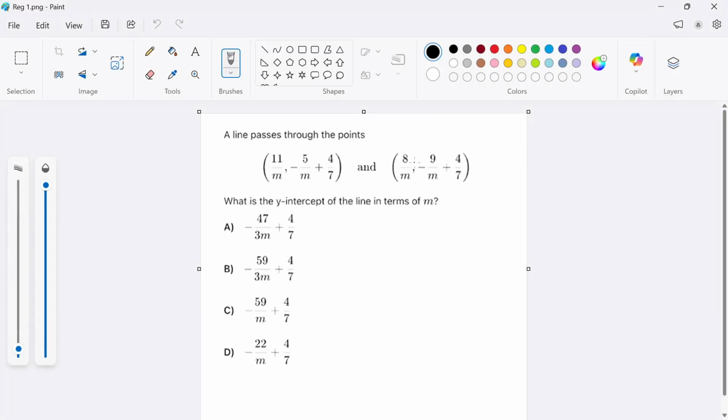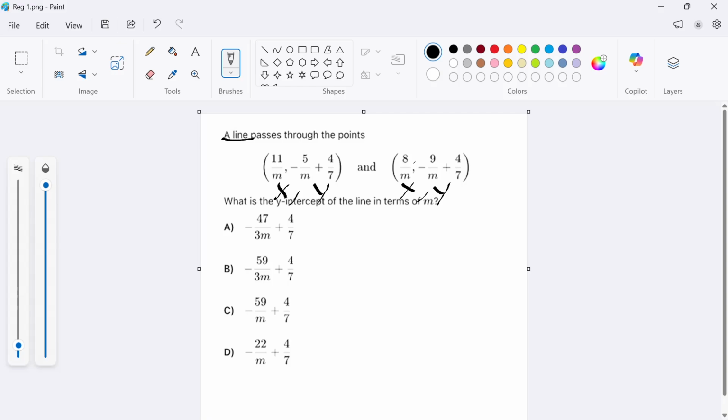This video is about regressions using Desmos for digital SAT, solving some SAT math questions using regressions. So here's one. A line passes through these points, 11 over m, minus 5 over m plus 4/7. Remember, this is the x, comma, y. And then it's another point, x, comma, y. Now you can do this by hand or you can use Desmos. I'm going to use Desmos.